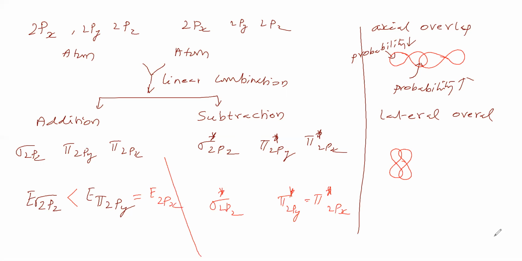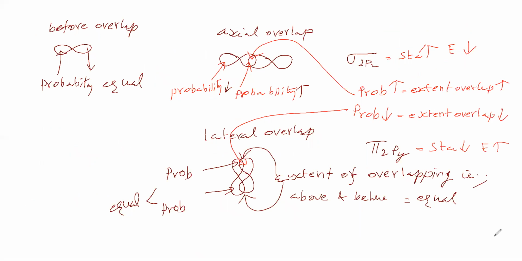Now we will see regarding this, axial overlap we have taken, lateral overlap we have taken. Here, before overlapping, the probability will be equal. Now we are discussing sigma star 2pz and pi star 2py. A star means an antibonding molecular orbital. Therefore, how the probability and how the extent of overlapping will be, that point we will see.